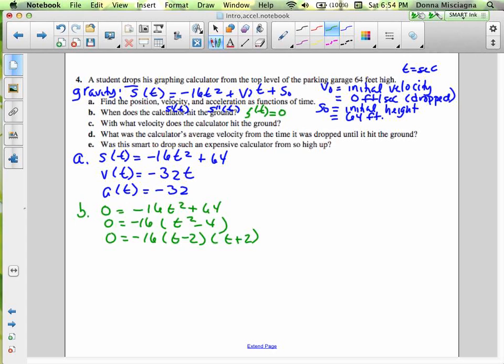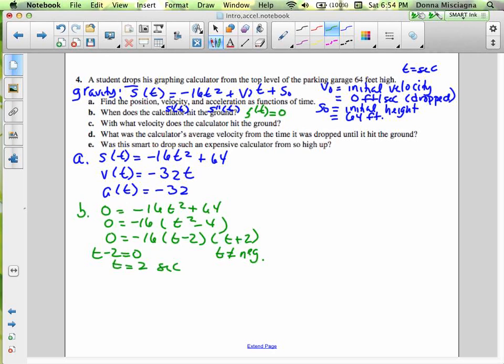We can ignore the t plus 2 factor, because t cannot be negative. That doesn't make any sense. So we have t minus 2 equals 0. T equals 2 seconds is when the calculator is going to hit the ground. So if you're 64 feet up and you just drop the calculator, in 2 seconds it is going to hit the ground.